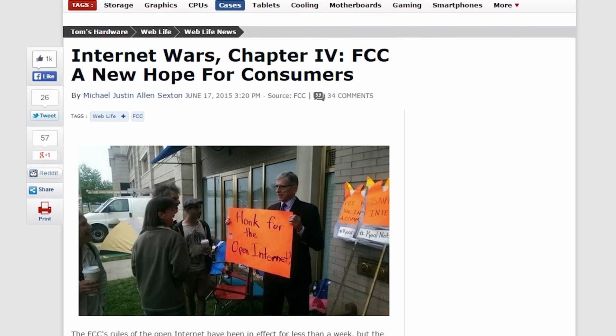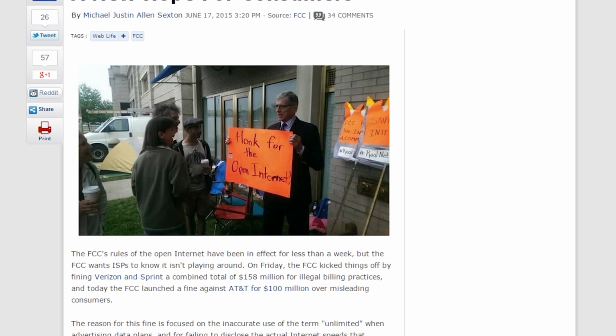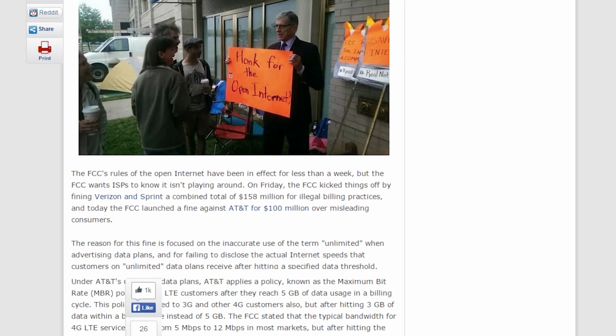Bravo. The FCC is tackling this whole net neutrality thing head on. Not even a month into the new regulations, they have already slapped AT&T, Verizon, and Sprint with fines related to the new rules. Verizon and Sprint have to pay $158 million for illegal billing practices, and AT&T has to pay $100 million for their infamous unlimited plans. Now, one can only hope that they turn their focus over to Comcast. I mean, I think everyone here can agree that they really need a good slap in the face. With a hammer.